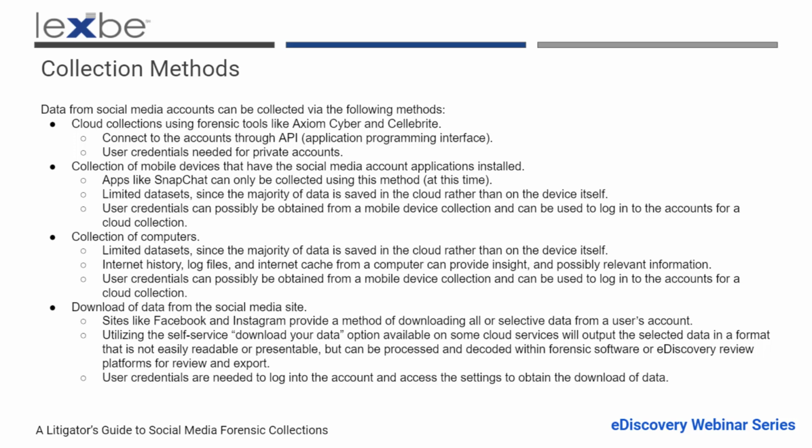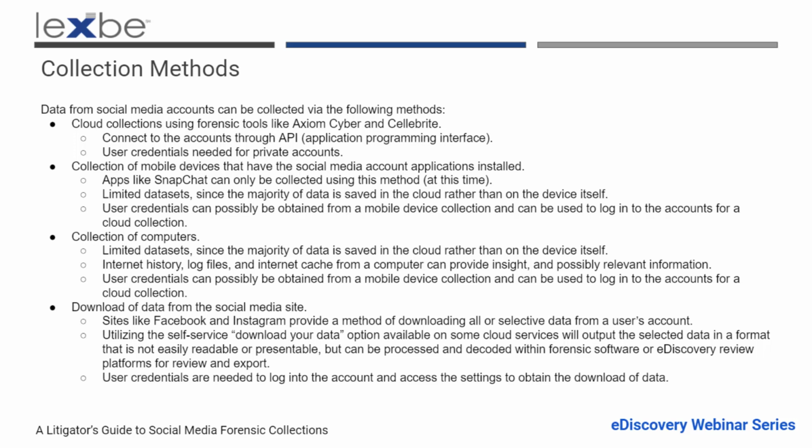And then the final way to collect data from a social media site is to download the data from the site itself. So sites like Facebook and Instagram and some others will provide a method of downloading your social media account into basically a zip file that will have all your activity and all your user account information. Now, it's basically a download of your data option that they have.